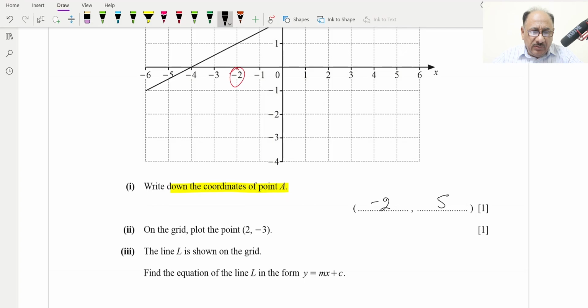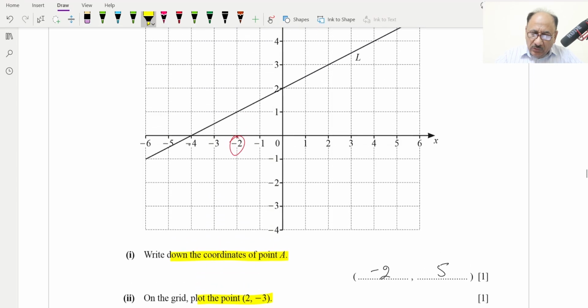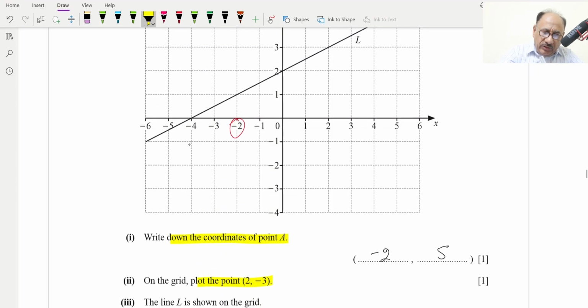And then they are saying on the grid plot the point, this point we have to provide, which is 2 and minus 3. So 2 will be the x value, so 2 and minus 3 will be this point which we have identified.